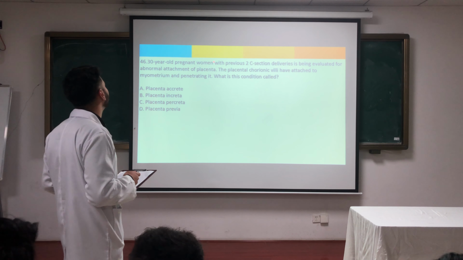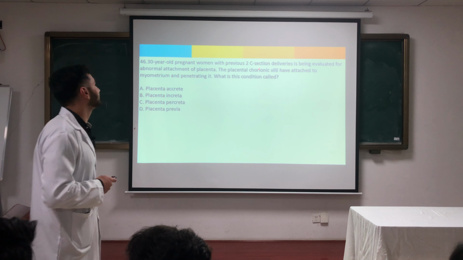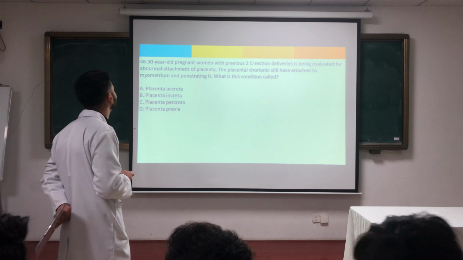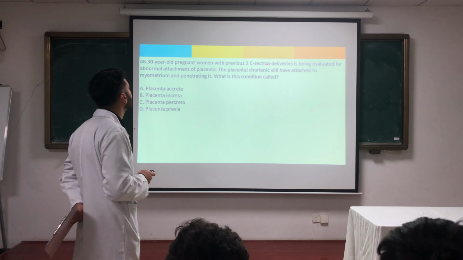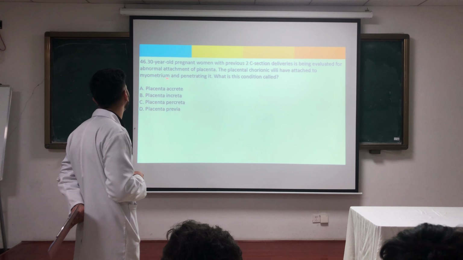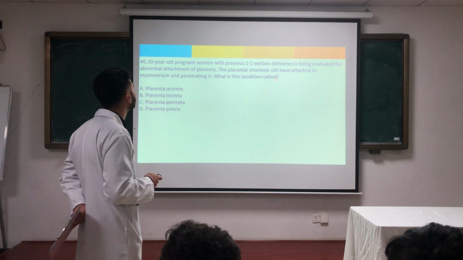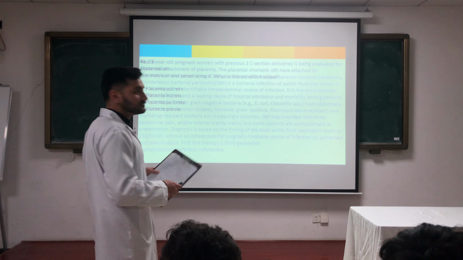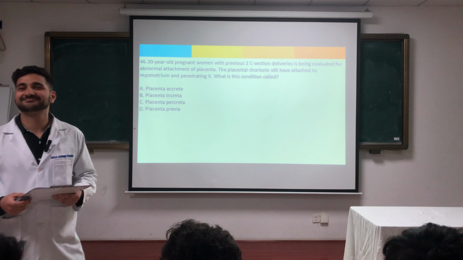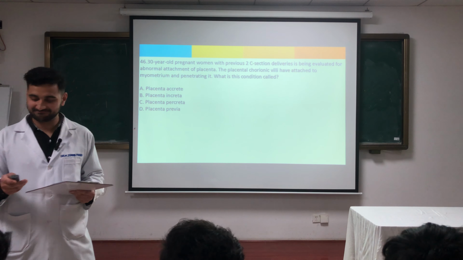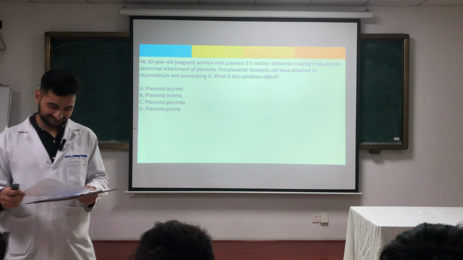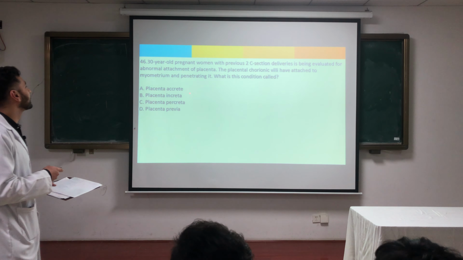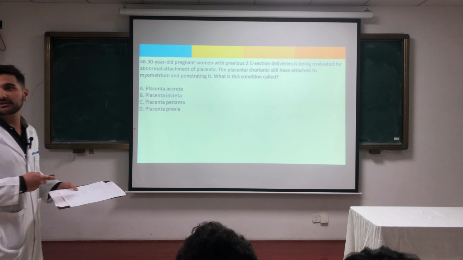A 30-year-old pregnant woman with two previous C-section deliveries is being evaluated for abnormal attachment of the placenta. The placental chorionic villi have attached to the myometrium and are penetrating it. What is the condition called? Can you explain what placenta accreta, increta, percreta, and previa are? Only the terms.